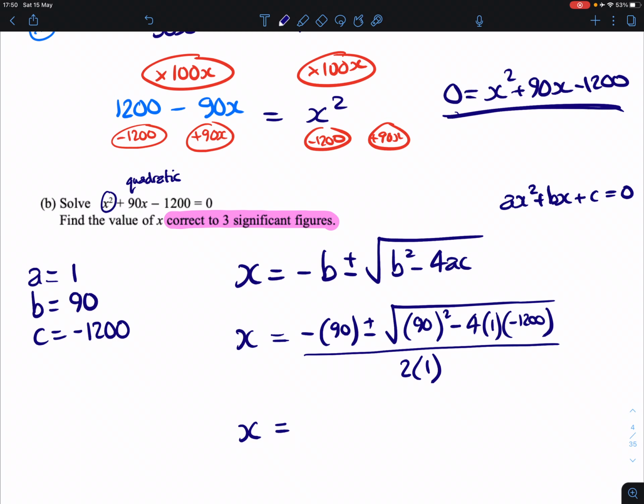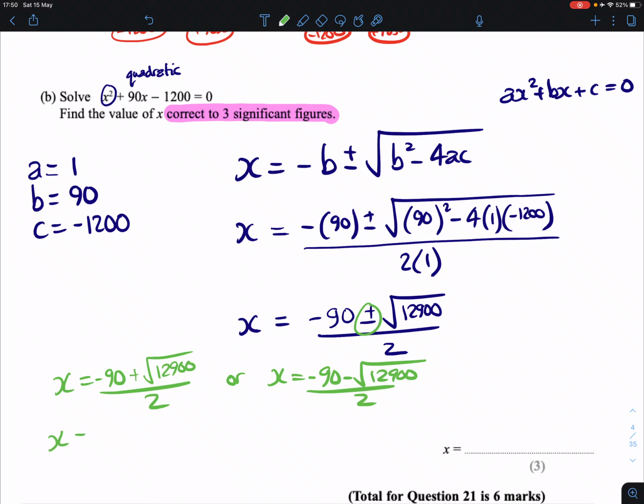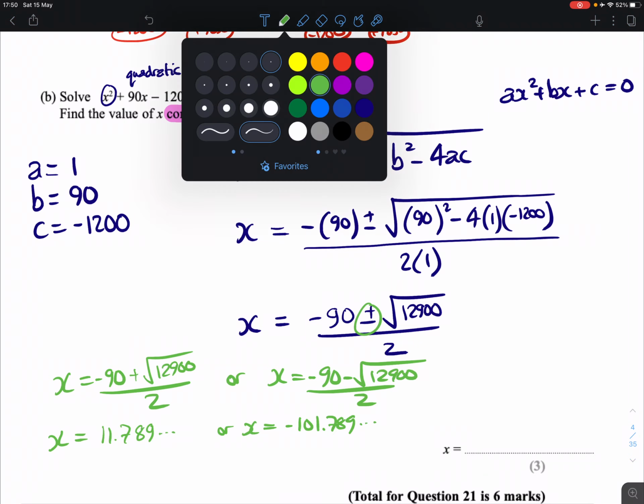If we actually tidy up what's under the square root, first of all, we're going to end up with this. And then in order to deal with that plus minus, we have two options. One of them will be minus 90 plus square root of 12,900 over 2, or one of them is minus 90 minus square root of 12,900 over 2. Our answers that we get from this, 11.789 and change, or minus 101.789 and change. And then comes the rounding.